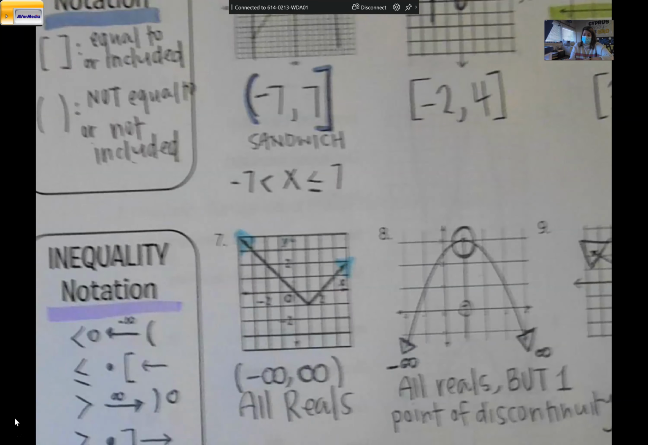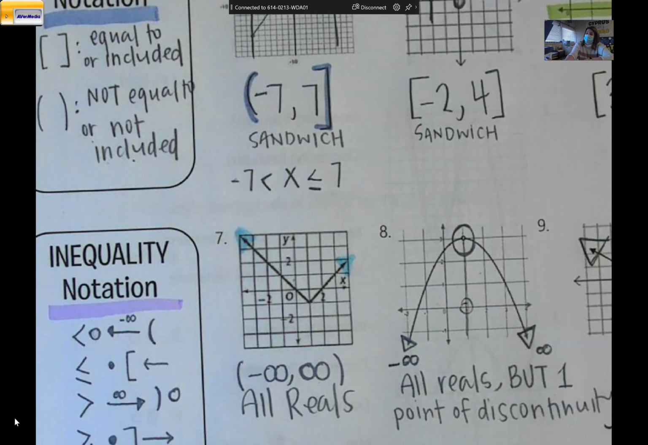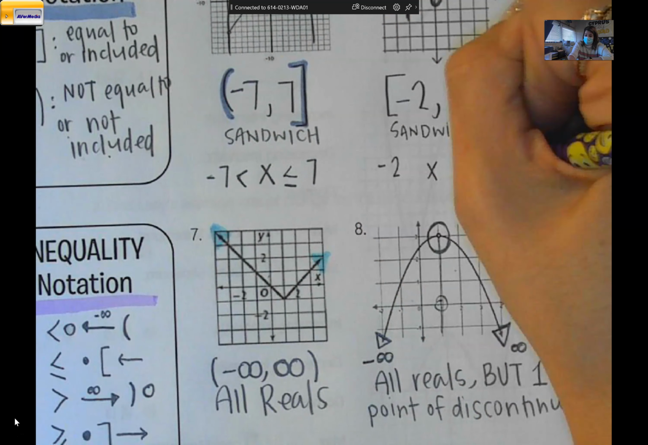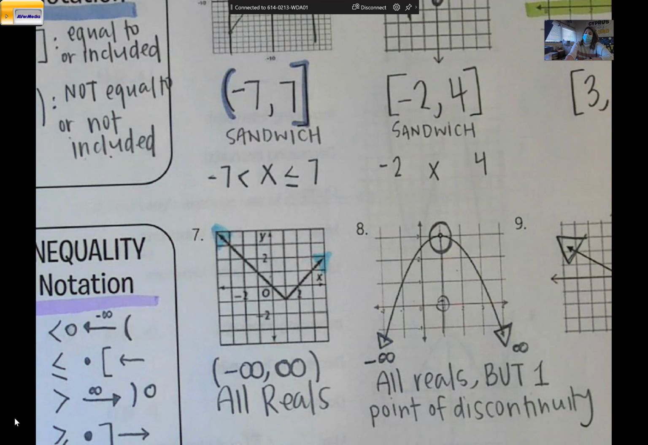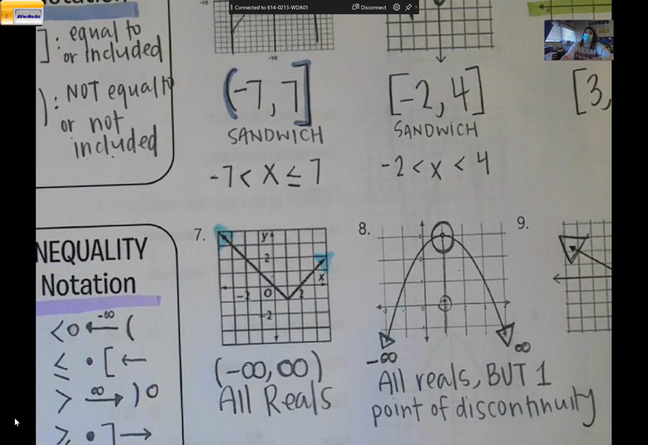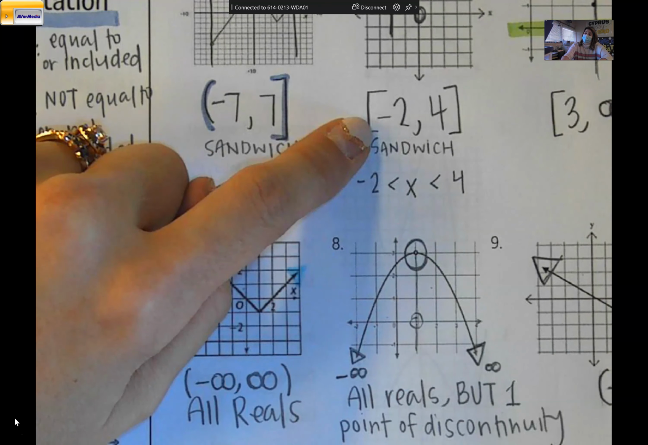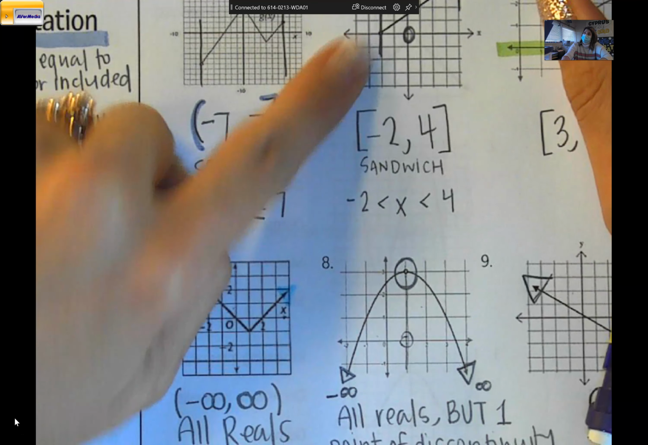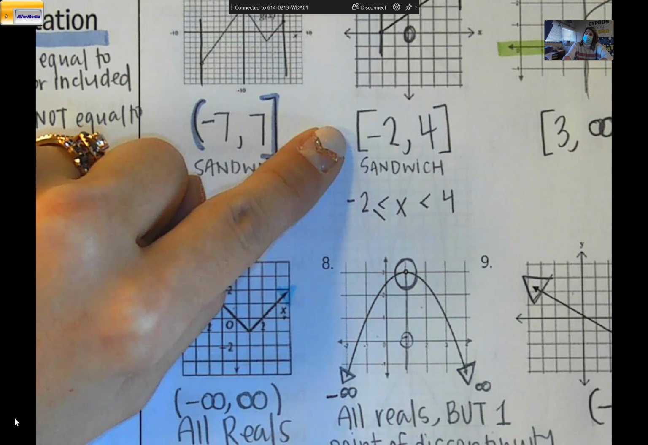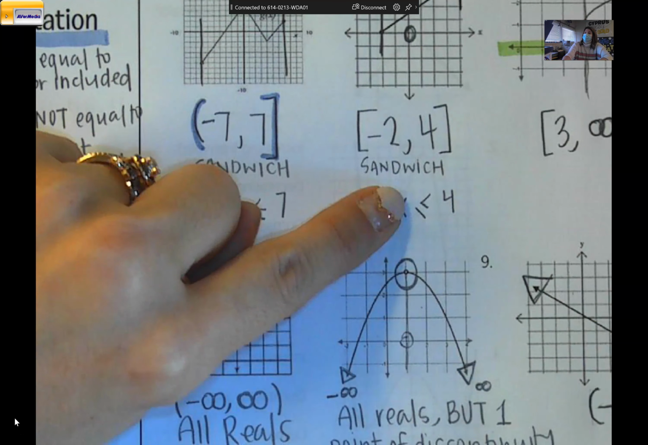Okay, next one. This is another sandwich. How do I know? Because there are two numbers. So I'm going to put x in the middle, negative 2 on the left, positive 4 on the right. I'm always going to have less thans, so I'm going to fill those in. But then I'm going to look at the graph or the bracket to see if I add the equal to. So closed point, bracket, so this can be less than or equal to negative 2. And this one is less than or equal to 4.